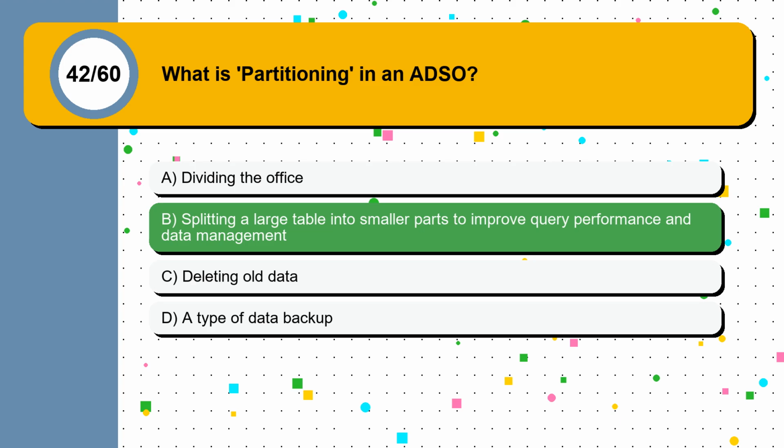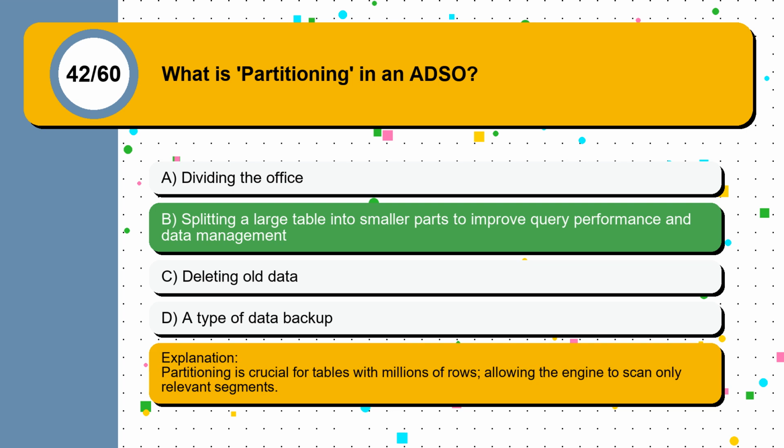The correct answer is option B, splitting a large table into smaller parts to improve query performance and data management. Partitioning is crucial for tables with millions of rows, allowing the engine to scan only relevant segments.